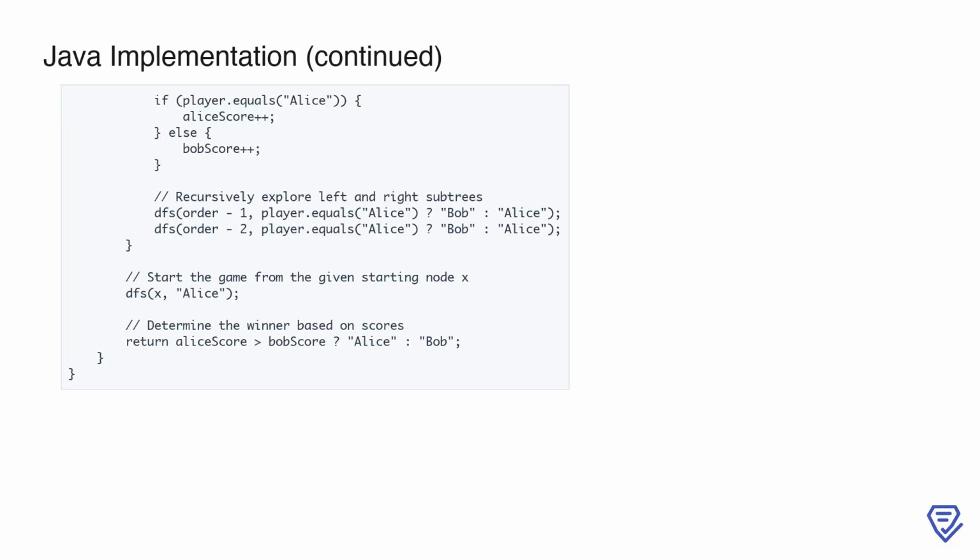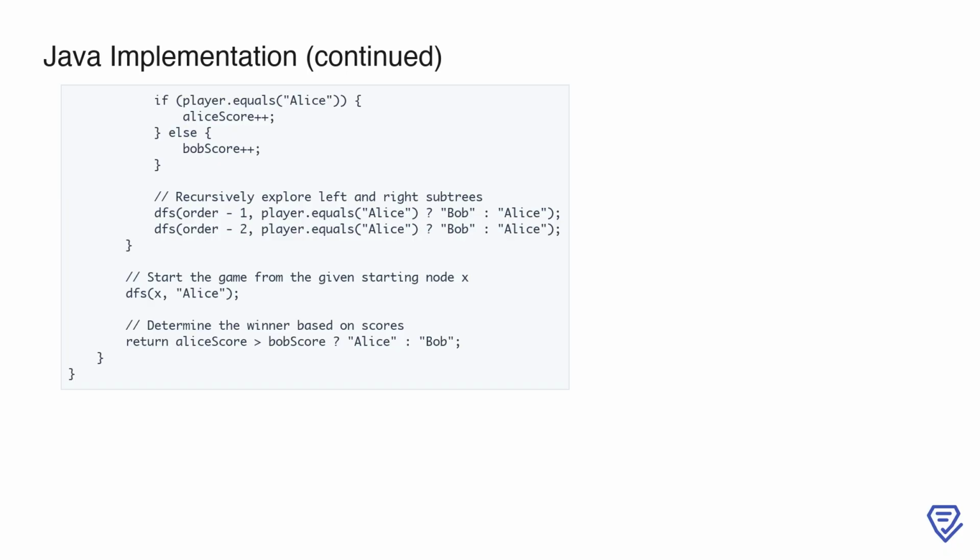The depth-first search function continues by exploring the left and right subtrees of the current node. For this, we recursively call DFS with the orders order-1 and order-2. The player's turn alternates with each recursive call, meaning if it's Alice's turn now, it will be Bob's turn in the recursive calls, and vice versa.